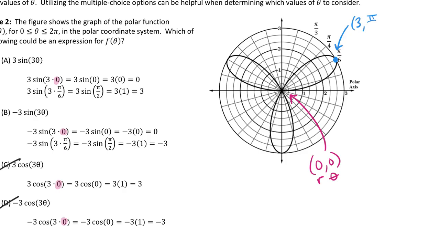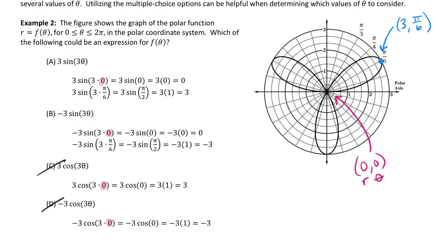Pi over 6. So I want to be able to plug in the angle pi over 6 to one of these expressions and get out the radius of 3. But I only have to plug it into 2 answer choices here because I eliminated 2 more. And when I do that, I still have to know all of my unit circle things here. 3 times pi over 6 is pi over 2. Sine of pi over 2 is 1. And 3 times 1 is 3. So answer choice A is good.